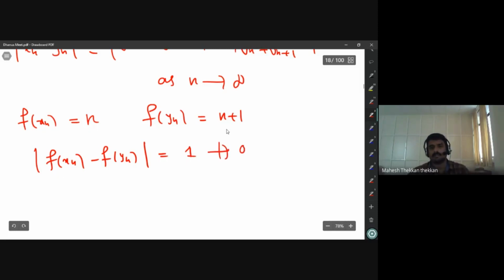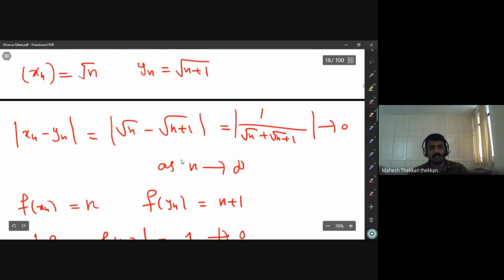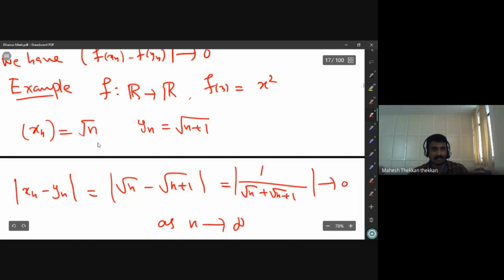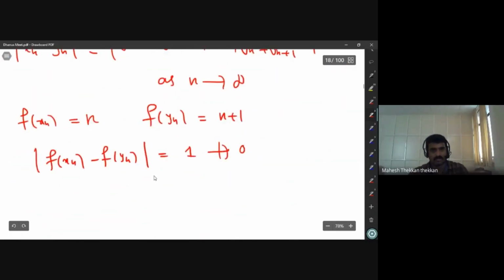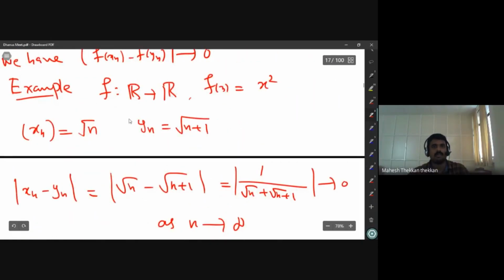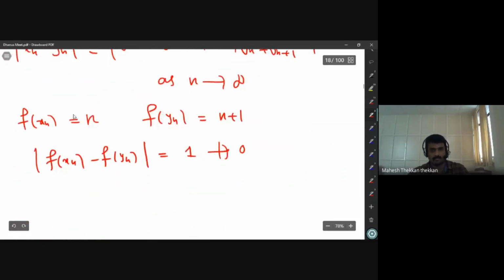So we have obtained two sequences xn and yn such that the difference goes to 0, but the difference of f of xn and f of yn does not go to 0, which means f is not uniformly continuous on R. The given f is not uniformly continuous on R.